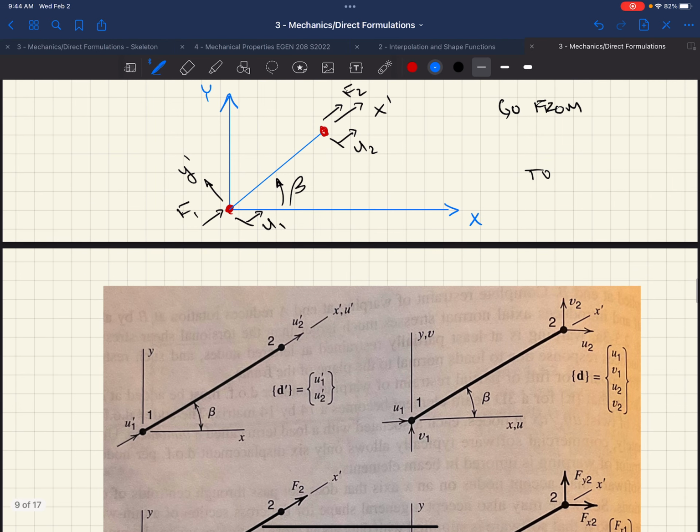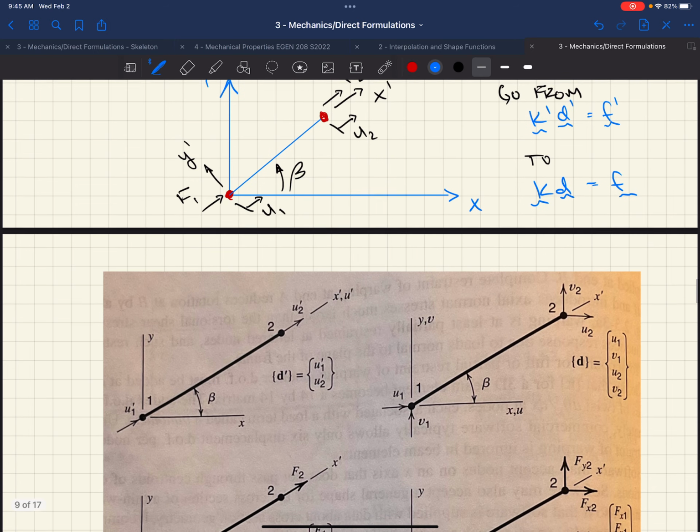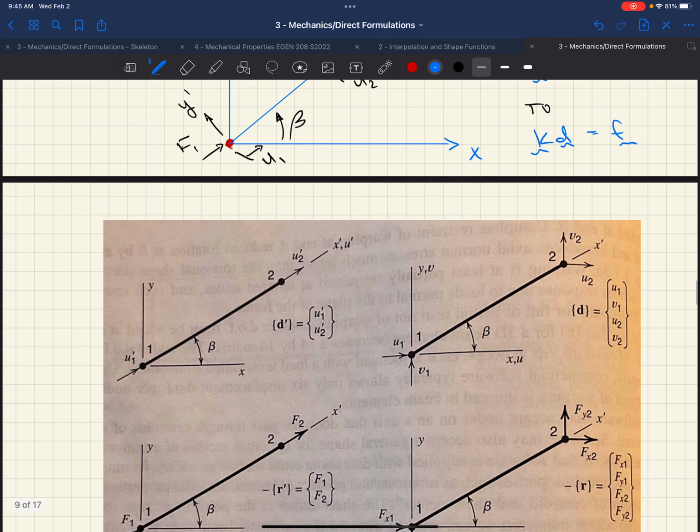All right, we're going from kd prime, f prime, to kd f, right? Essentially just saying we're going from our stiffness equation with respect to local coordinates to our stiffness with respect to a common or global coordinate system, okay?